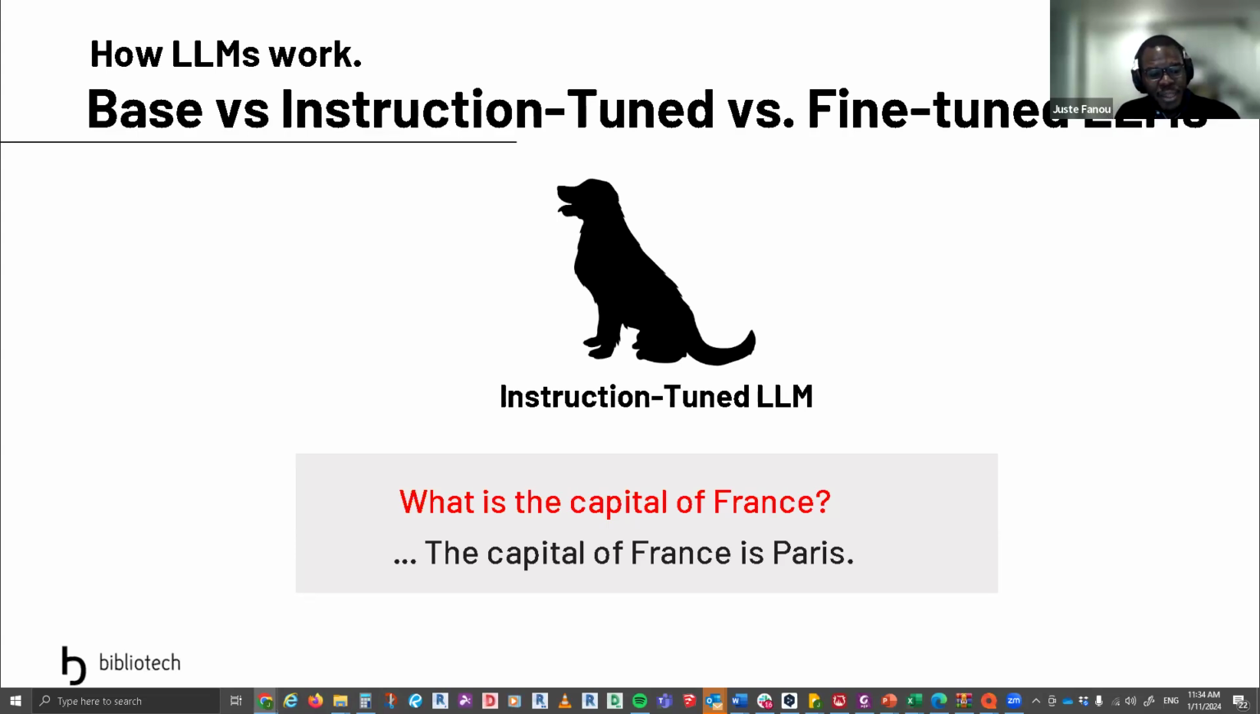So, if you say, what is the capital of France, to an instruction tuned LLM whose purpose is to answer questions about capitals, it would say the capital of France is Paris. Now it's giving you an answer. It's not just finding similar sounding text, right?